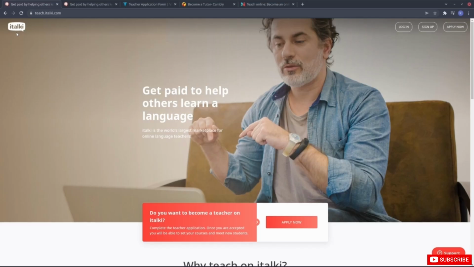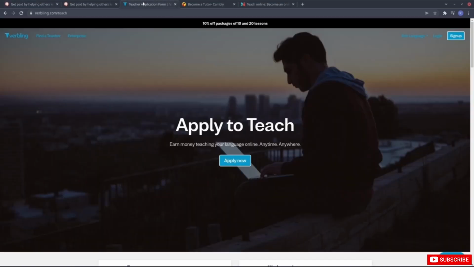The plus of italki is they have a huge student base, so you'll never have trouble finding students. The downside is their payout method, I would say, is a bit stingy and it's quite slow to get your money. The other platform I would recommend next is Verbling.